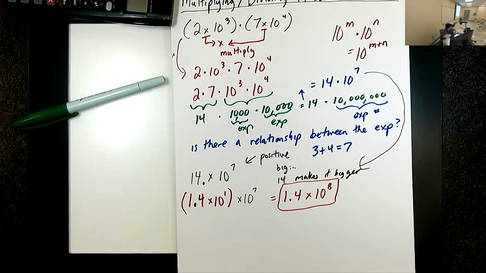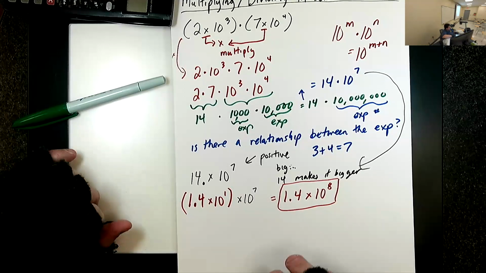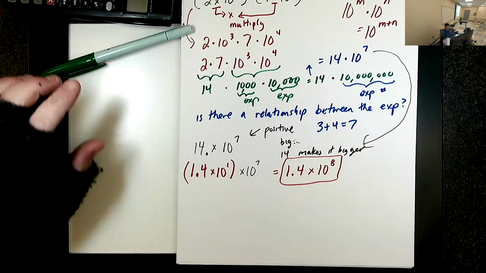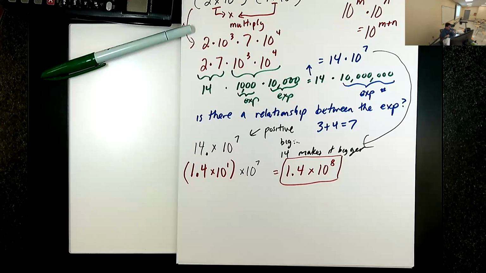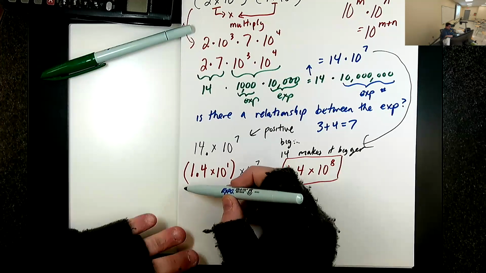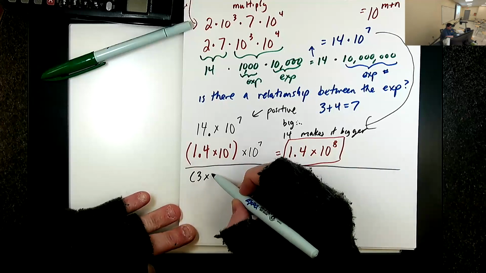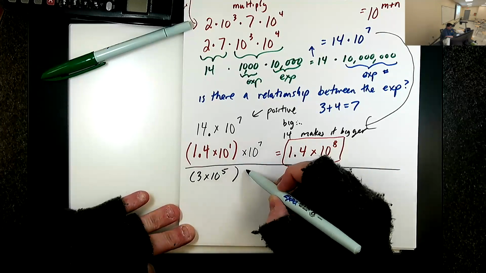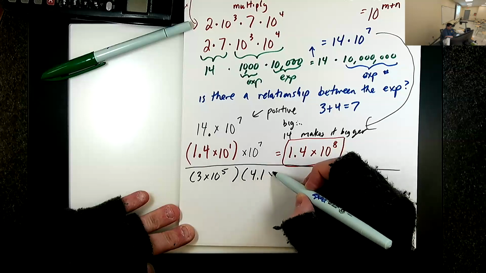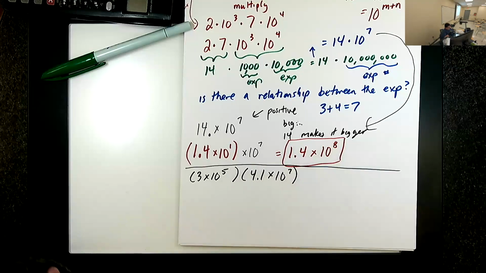You guys want to try one? I think you do. Practice, practice, practice. Let's give you 3 times 10 to the 5th power, and then we're going to do 4.1 times 10 to the 7th power, and see what you come up with.